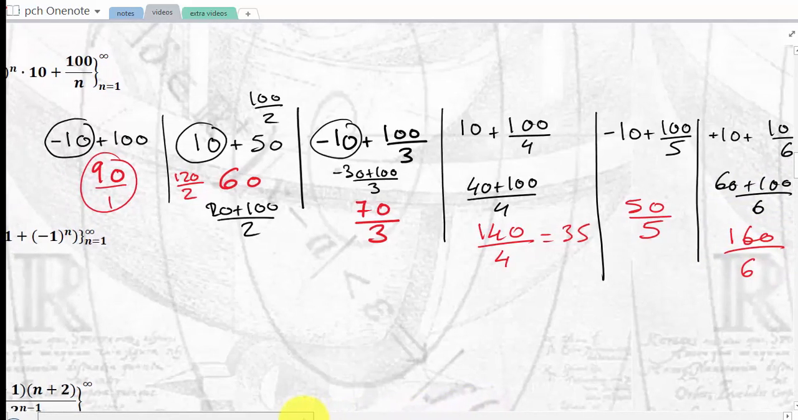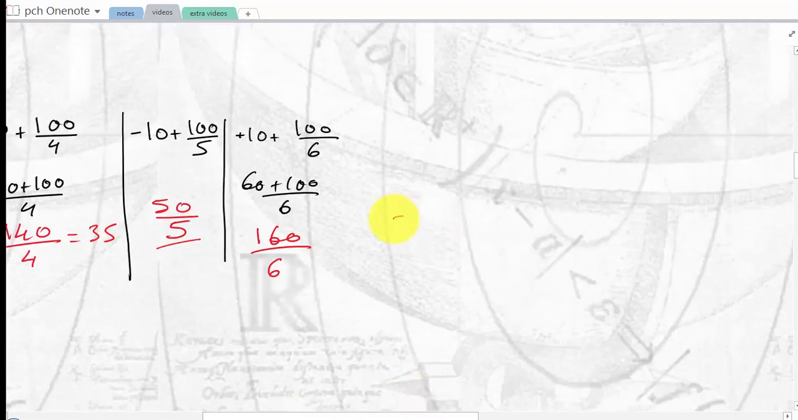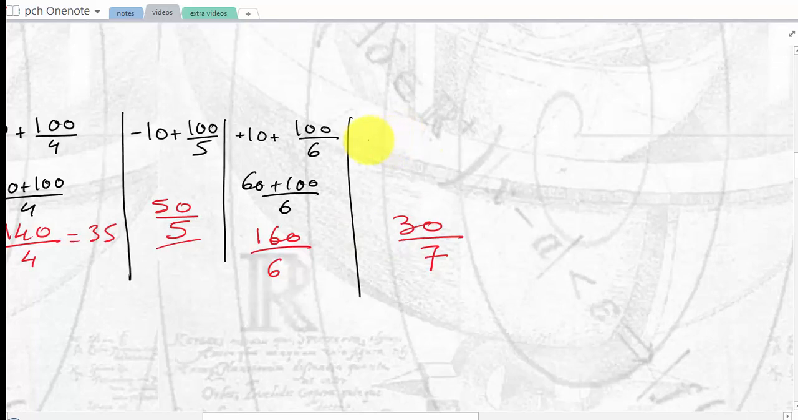So there are two types of numbers here. They're the numbers with the negative 10 right here. So we got 90 over 1, 70 over 3, 50 over 5. I think I'm maybe getting it. 90 minus 20 is 70. 70 minus 20 is 50. I'm guessing the next one should be 30 over 7. Let's see. It is negative 10 plus 100 over 7. Yep, that works. 30 over 7.